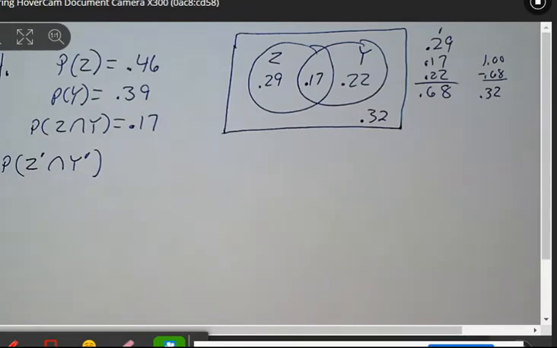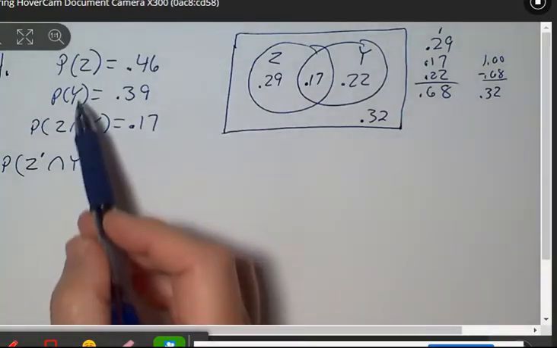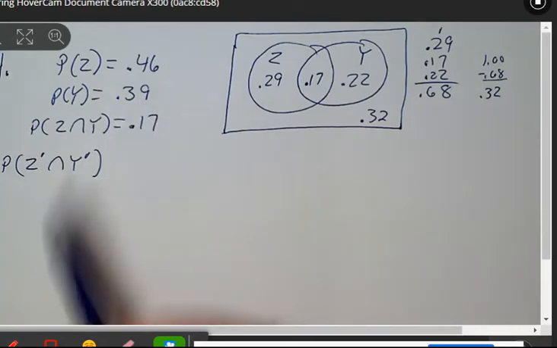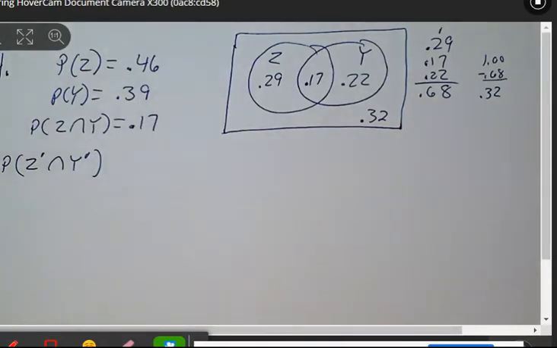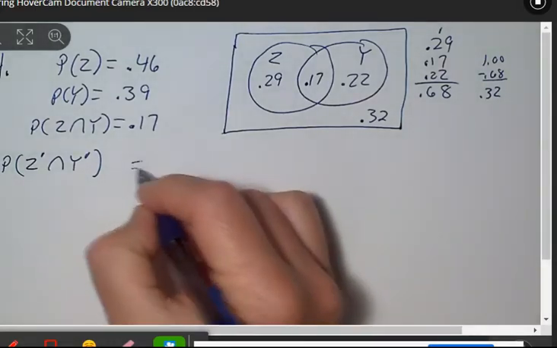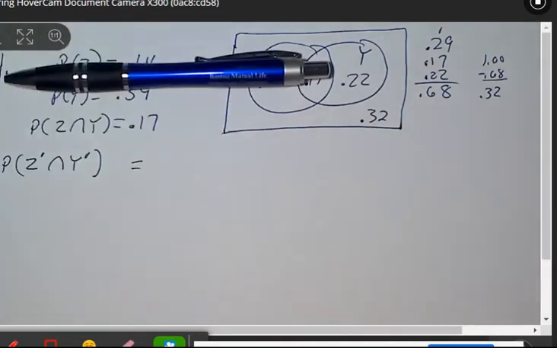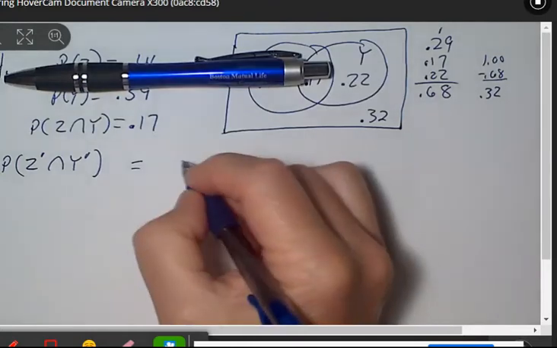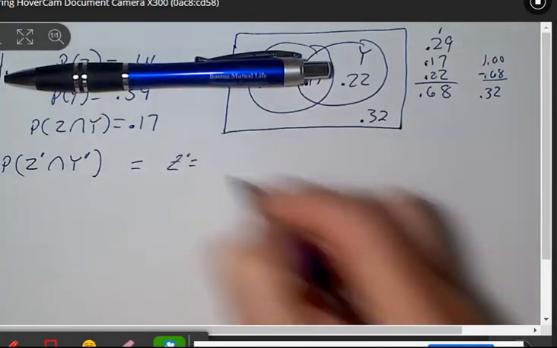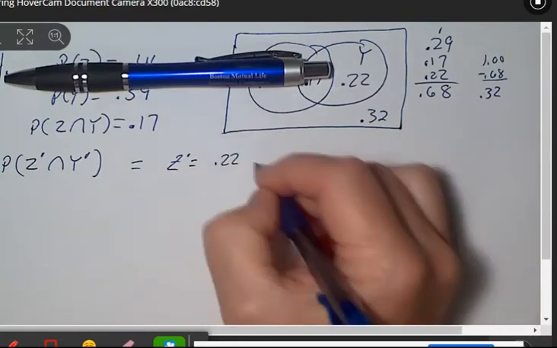Now, this is one where you almost have to break it apart in little pieces, because you could use a formula for this one, but we don't really have the pieces. We could go back and figure out what's not in Z, figure out what's not in Y, and find all those different pieces, and you can do it that way. If we stick with what they have here, Z prime, this is where we'll start covering up parts and pieces of it. If we're talking about Z prime, that's everything that's not in Z. So that's 0.22 plus 0.32.